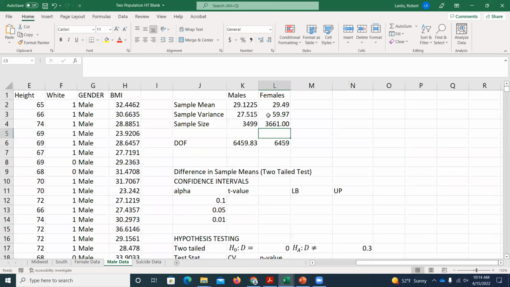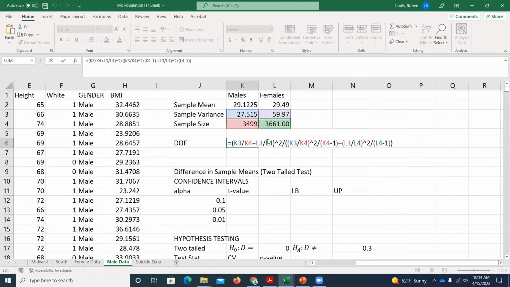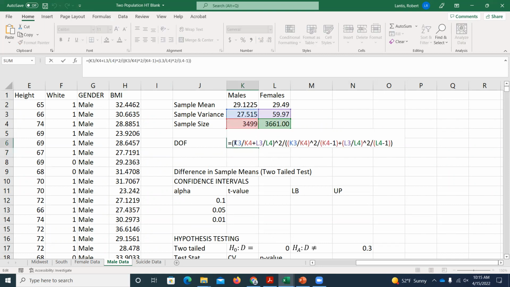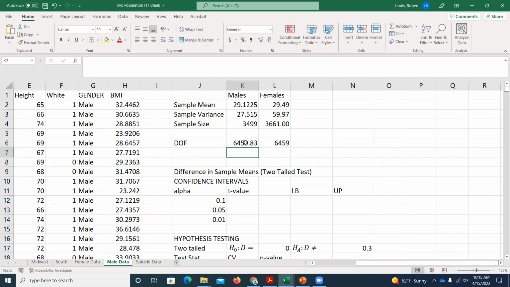So notice once I have those, this is very similar to how your Excel assignment will work. This degrees of freedom, I already have the equation entered in there. It should automatically update. Okay. So sample mean, sample variance, and sample size for both groups. This equation was already on the file. It'll then round that down or floor that down to the next integer. And now I've got my degrees of freedom.